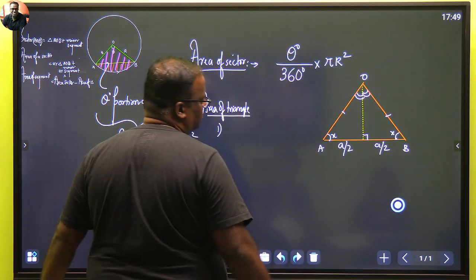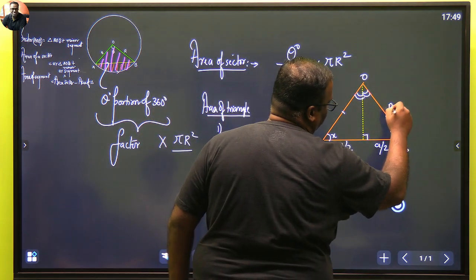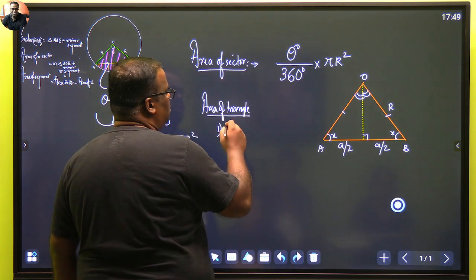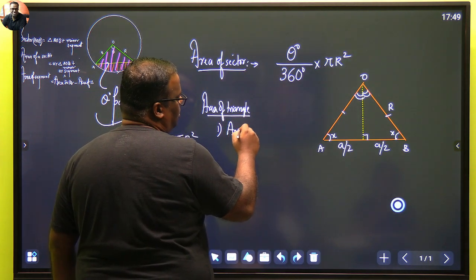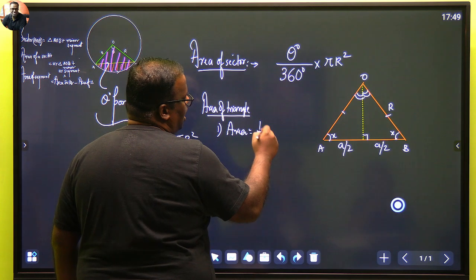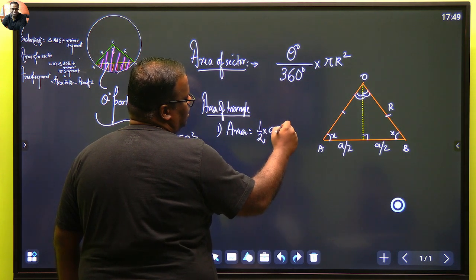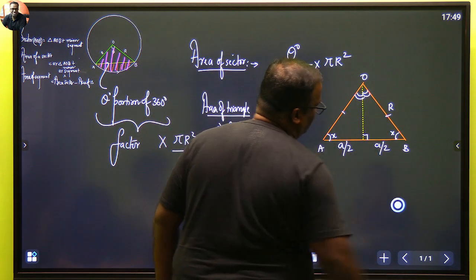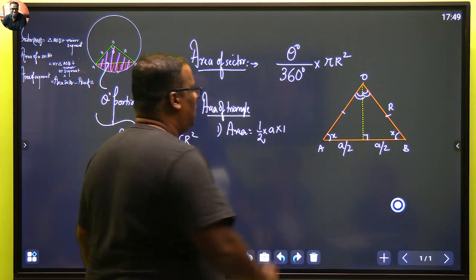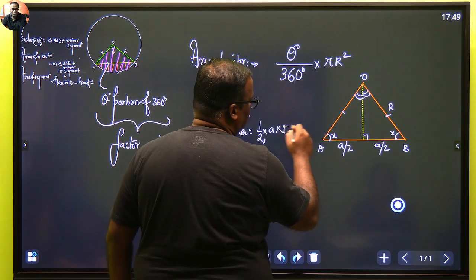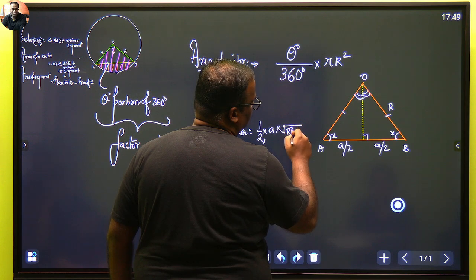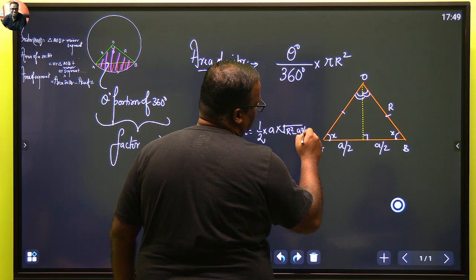Did you understand? This is r. Now finding the area of the triangle is very simple. If the problem comes in this manner, you say half into base, which is a, multiplied by the height. Can you tell me what will be the height? The height will be root under r square minus a square by 4.